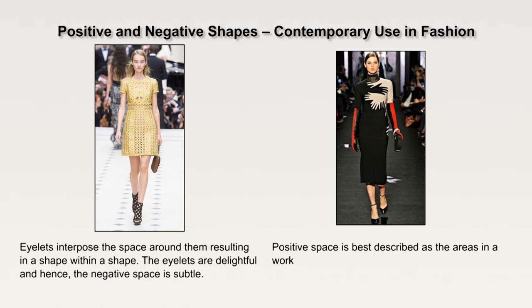The yellow outfit shows fabric with eyelets between the space around them, resulting in a shape within a shape. The eyelets are delightful, and hence the negative space is subtle.